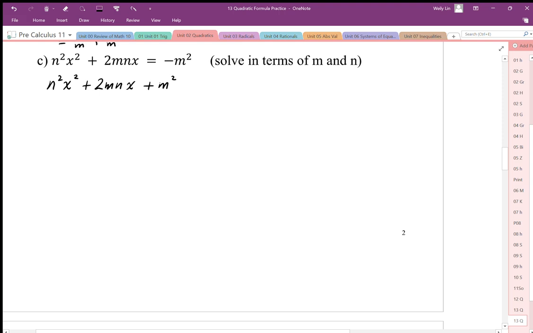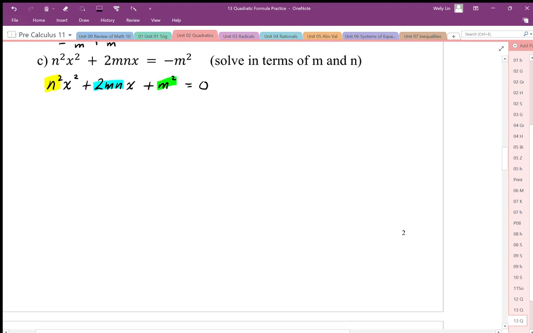Okay, so that's going to be equal to 0. And then I just need to identify my a, the coefficient in front of the x squared. That's going to be n squared. My b is going to be all of that in front of the x. And then my c is going to be m squared.